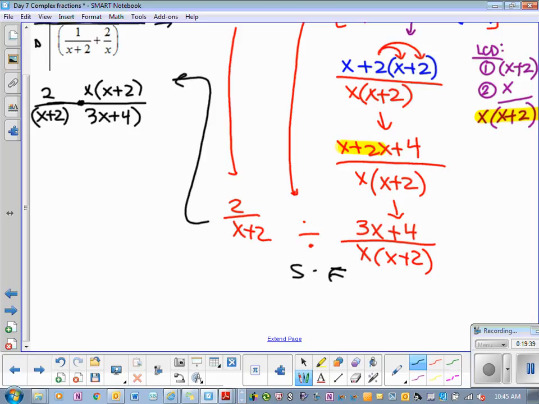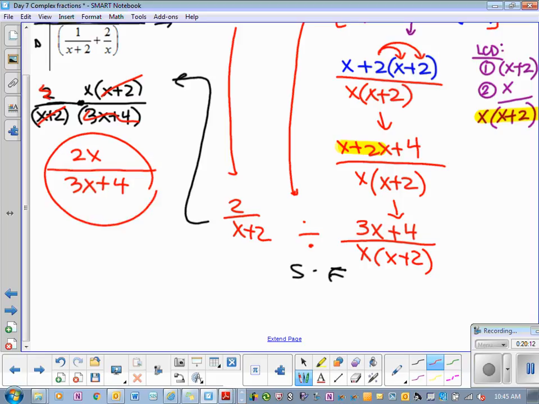Now this is the fun part. What can you do? Cross it out. You can cross out x plus 2 and x plus 2. Then what's left over? 2 over 3x plus 4. What else are you leaving out? You have the 2, this, and the x. So 2x over 3x plus 4.